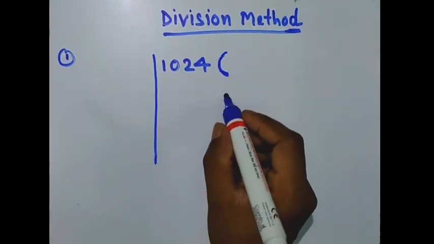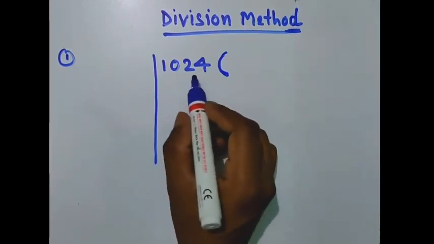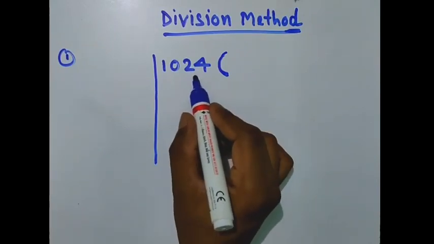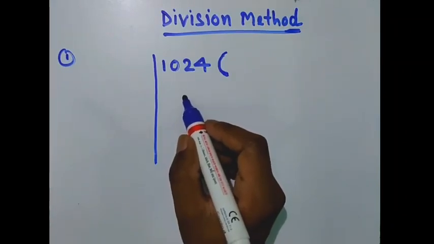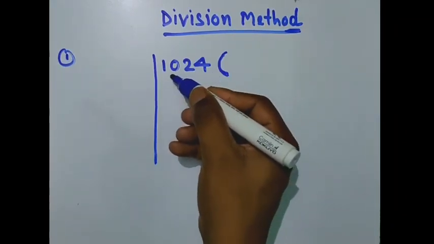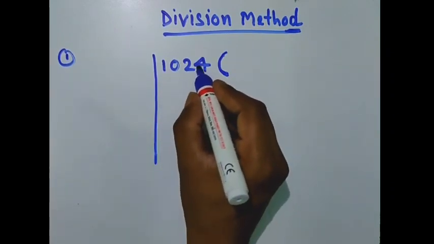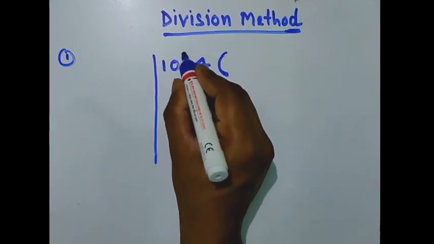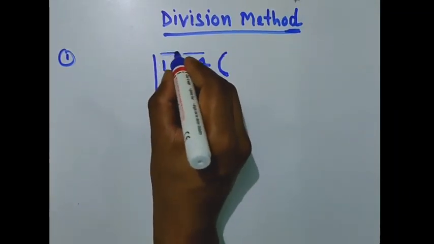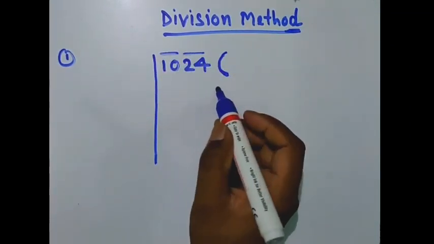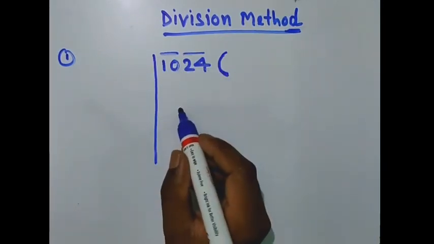Now what you have to do is make pairs of the digits of the perfect square number, or you can say the number for which we are finding the square root. We'll start from the right and go to the left. So here we have one pair, 24, then we have another pair. After we have made pairs, now we'll start dividing the numbers.